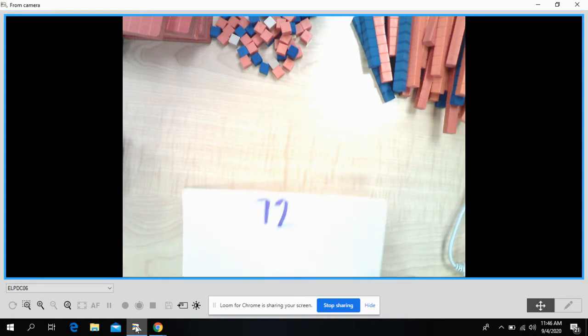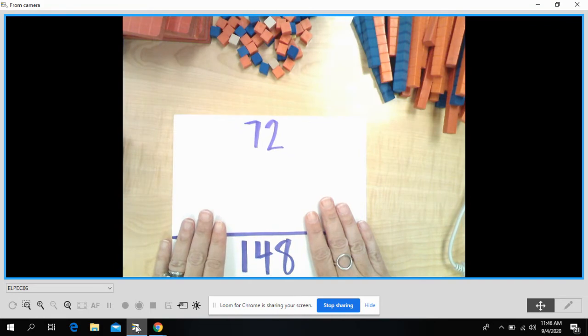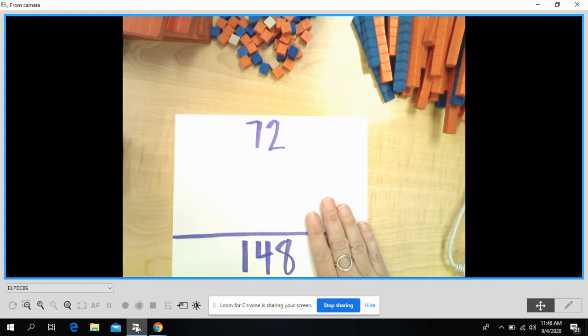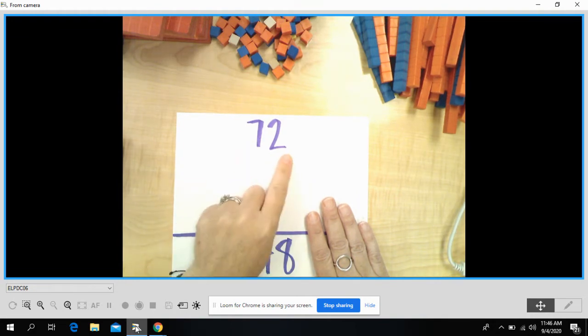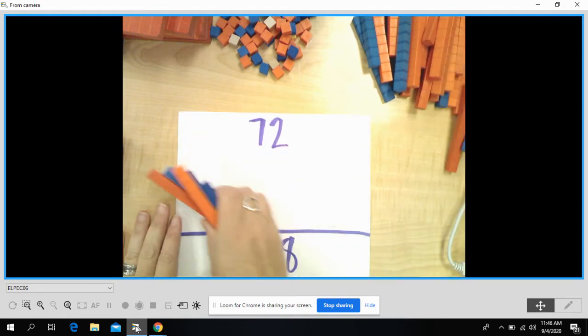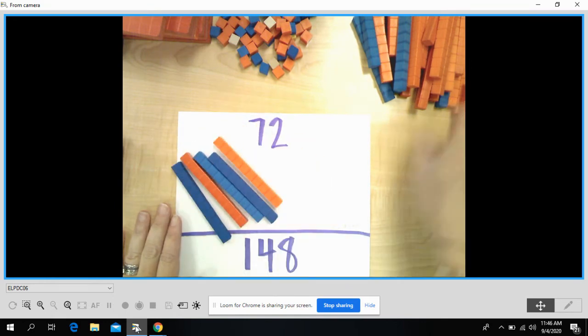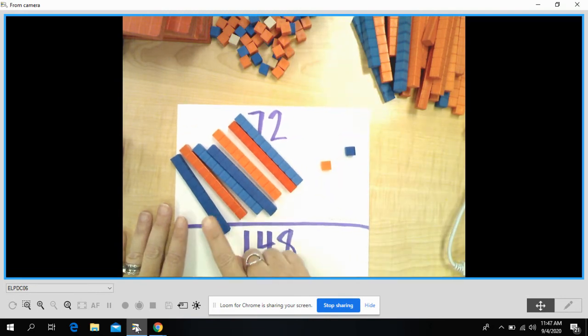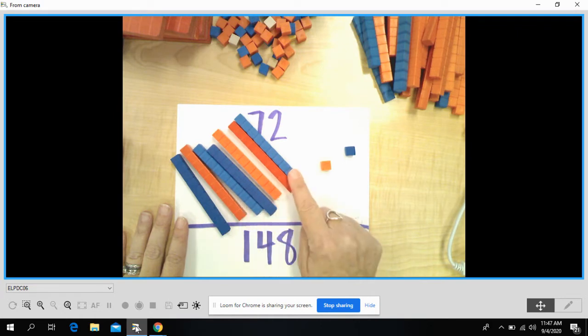So let's try it. I want you to notice the number that I'm putting before you right now. The number is 72. Now, you might be thinking, 72. We've already talked about expanded form, so I know that there's 7 tens and 2 ones. So let's make 72 that way. 4, 5, 6, 7, and 2 ones. Let's count this out. 10, 20, 30, 40, 50, 60, 70, 71, 72.